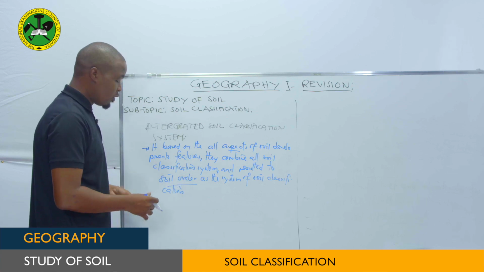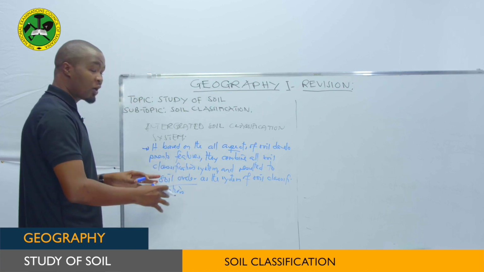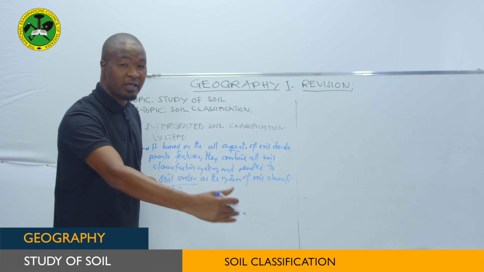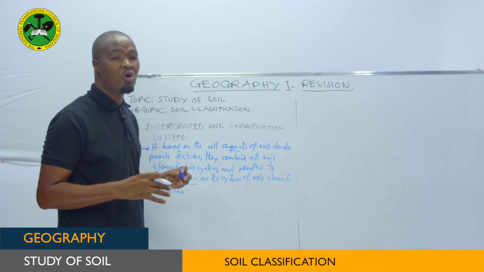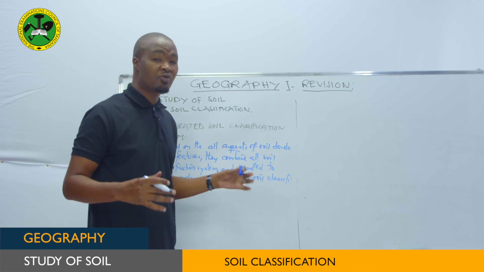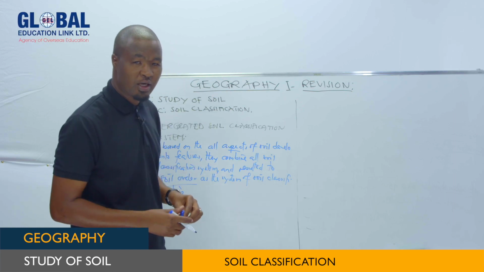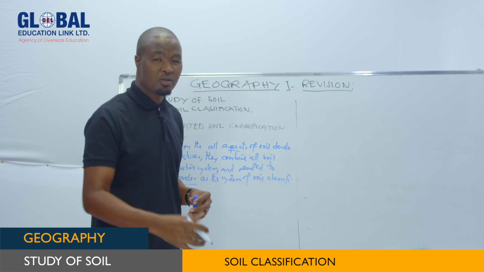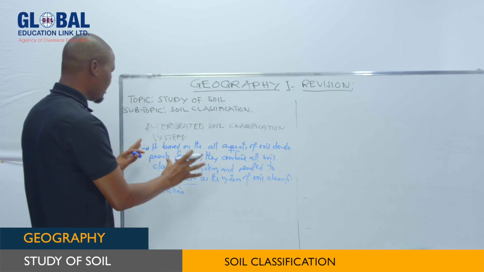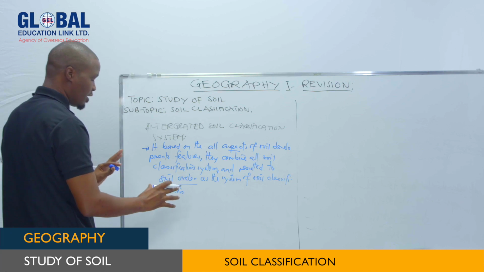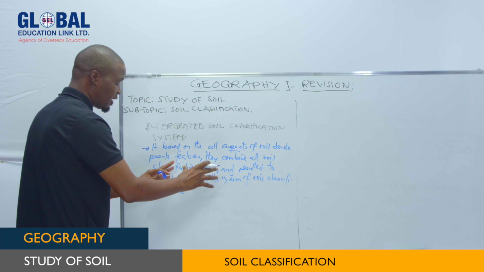As I said earlier, when you classify soil according to order, it means you are classifying soil according to the time it takes in its formation. That's why I said the longer the time the soil takes in its formation, the more mature the soil will be. The shorter the time the soil takes in its formation, the more immature the soil will be. See? So let's see what types of soil have been classified according to order.